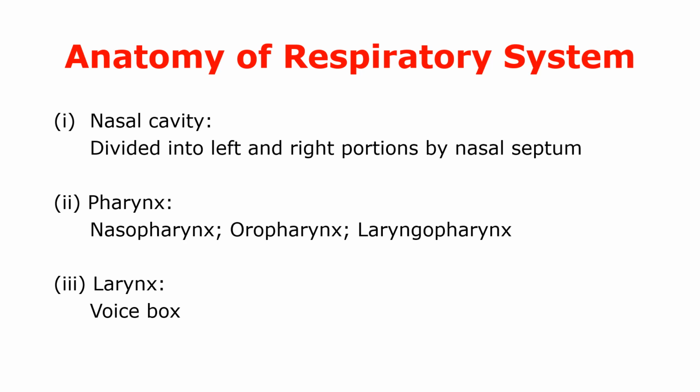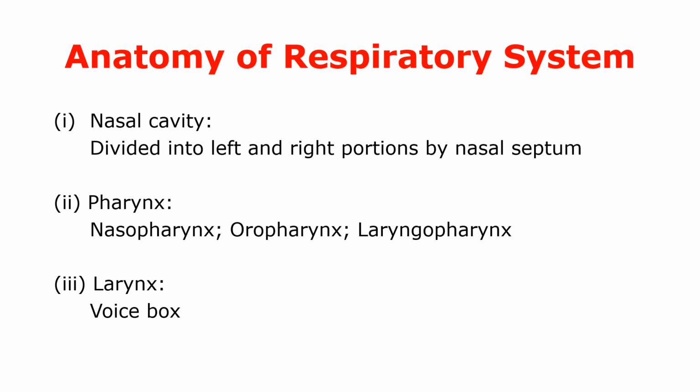Next is pharynx. Pharynx is divided into three parts: nasopharynx, oropharynx and laryngopharynx. Nasopharynx lies behind the nasal cavity. It contains opening for eustachian tubes on its lateral wall. Oropharynx has oral cavity on its front and laryngopharynx below. Its lateral wall contains tonsils.